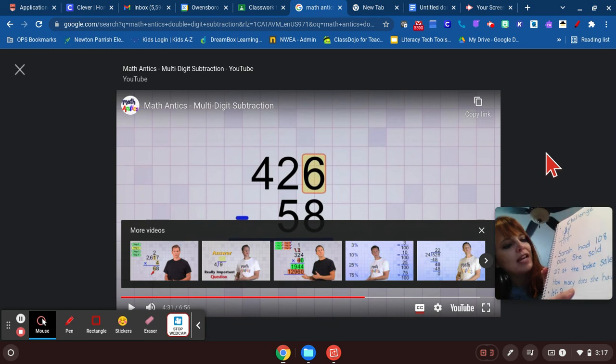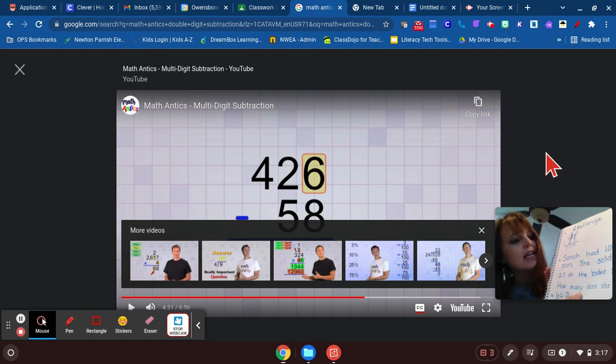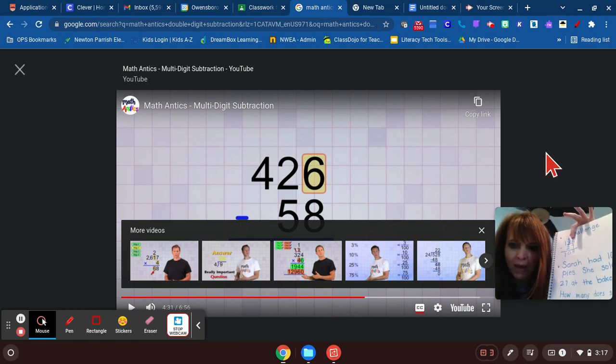Sarah had 108 pies. And we're subtracting, so it's going to get smaller, right? So I start with my big group, 108. And she sold 27 at the bake sale. So I'm getting rid of some. How many pies, it should have said pies, does she have left? And I have my question mark at the end. So my word problem now matches the problem that we solved.